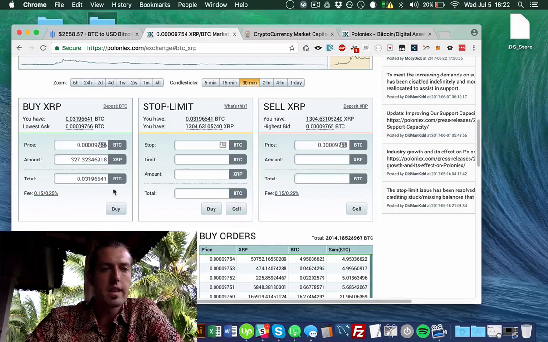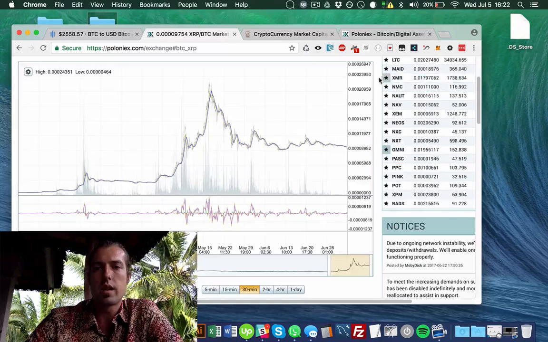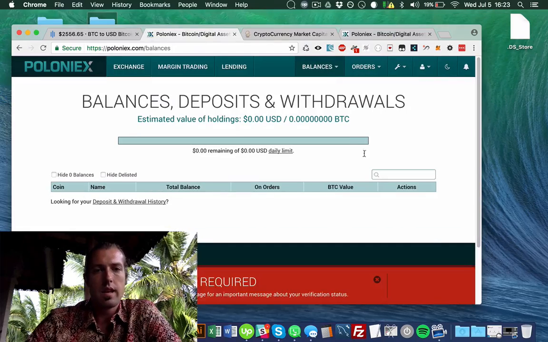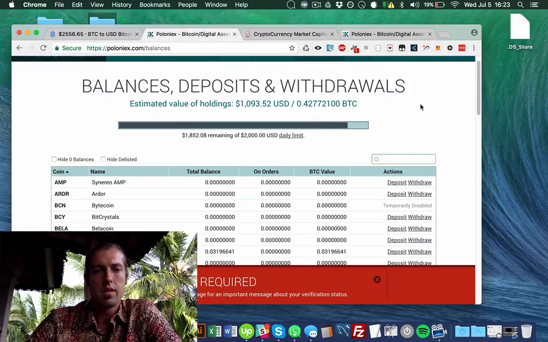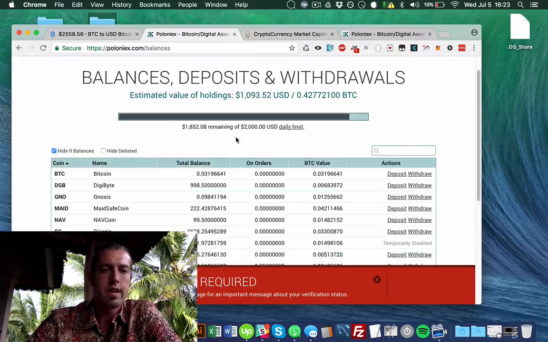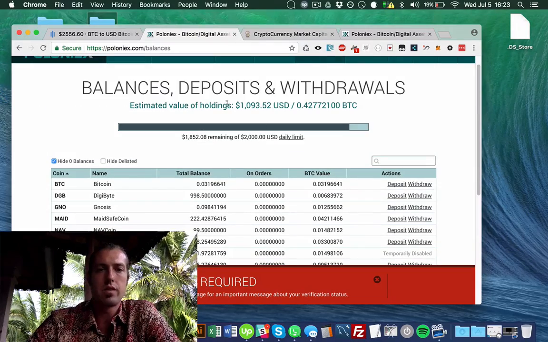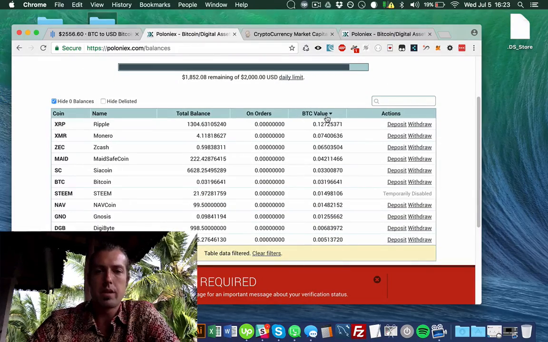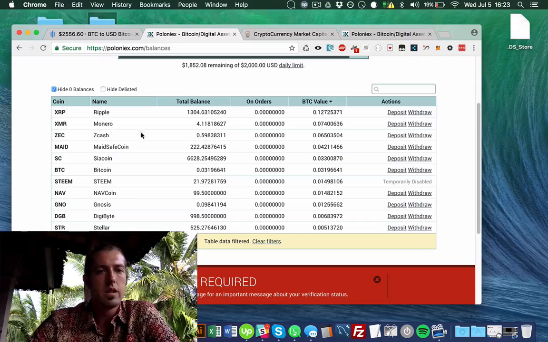Once you've purchased it, then you can come over to balances, deposits, and withdrawals. And hit hide zero balances. And this is your portfolio, your total amount in US dollars and Bitcoin. I like to put them in order of Bitcoin value. And so here you see I have the most Ripple. And then you can see your total balance right here.